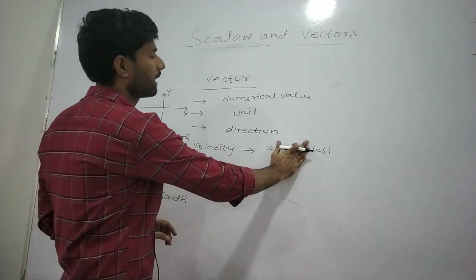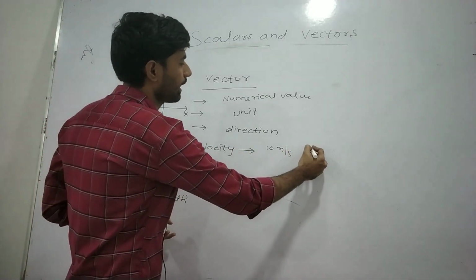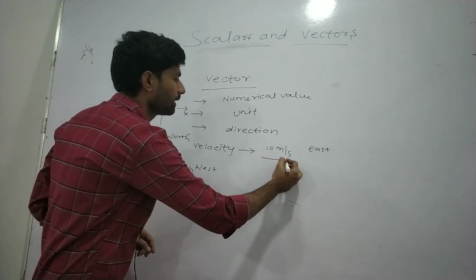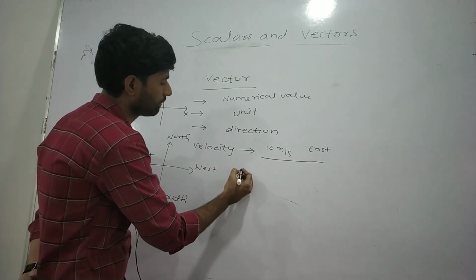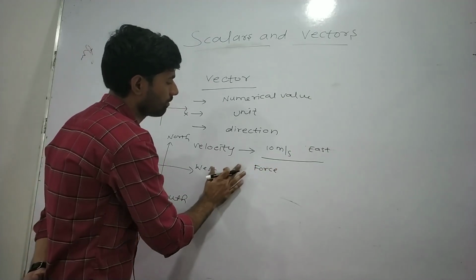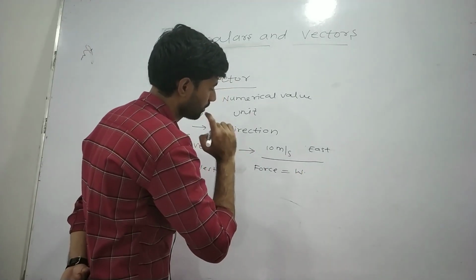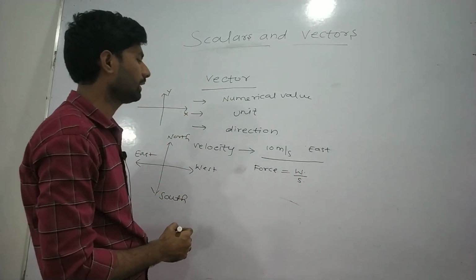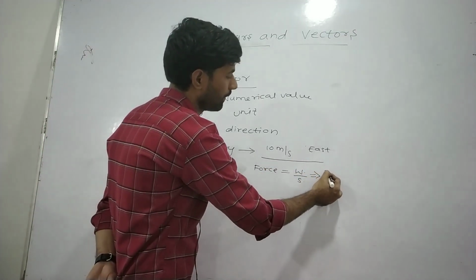If I am not specifying the direction, this will be a scalar quantity. If I specify the direction also, east or west, or any other direction, then this particular quantity will be a vector quantity. Now if we take another example, let us suppose force. Force will be a vector quantity. Force can be written as work done divided by displacement. So force is equal to work done per displacement, and that will be a vector quantity.